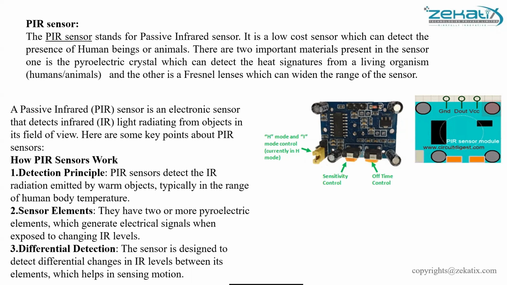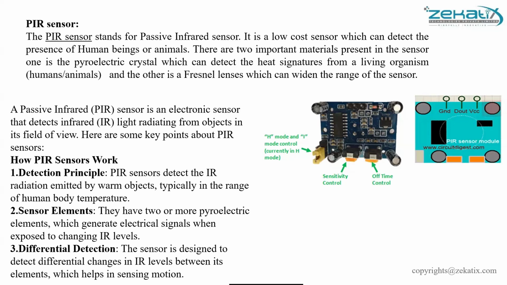This is the diagram of your PIR sensor. It is used as an electronic sensor to detect the infrared light radiating from objects in its field of view. Let us know how the PIR sensor works. The PIR sensor detects the infrared radiation emitted by warm objects, basically in the range of human body temperature. There are two or more pyroelectric elements which generate electrical signals when exposed to IR levels.